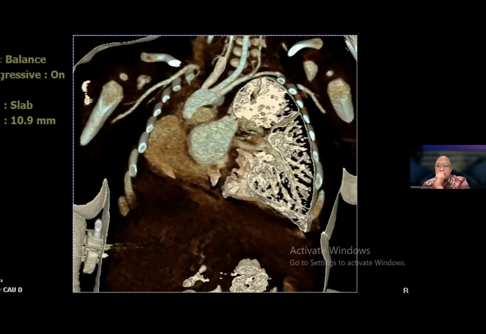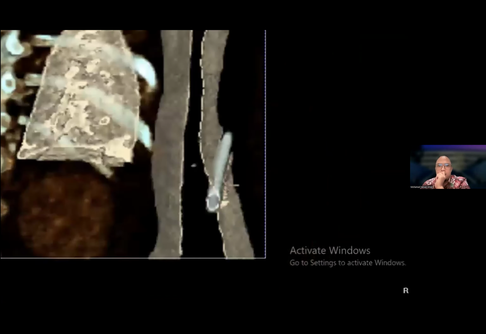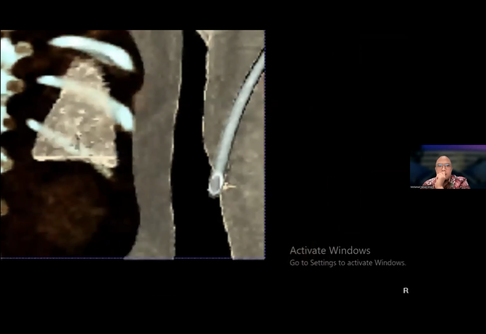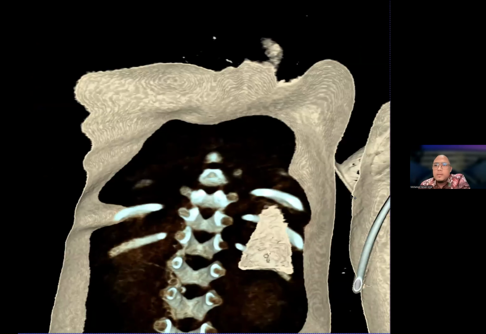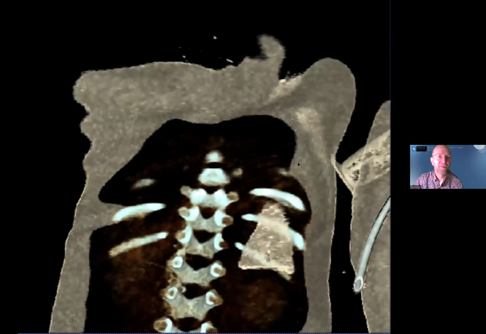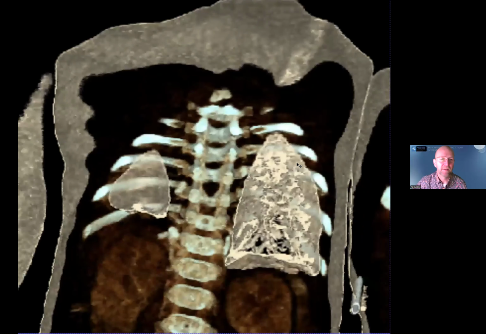Is it good? Wait. Okay. Can't you see the screen? Yes, we can see your pointer and your 3D volume rendering too.